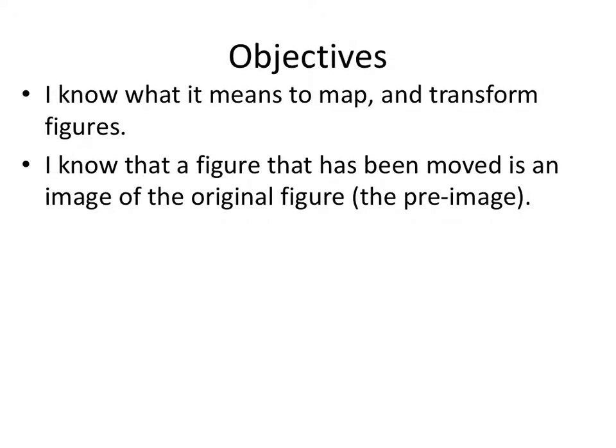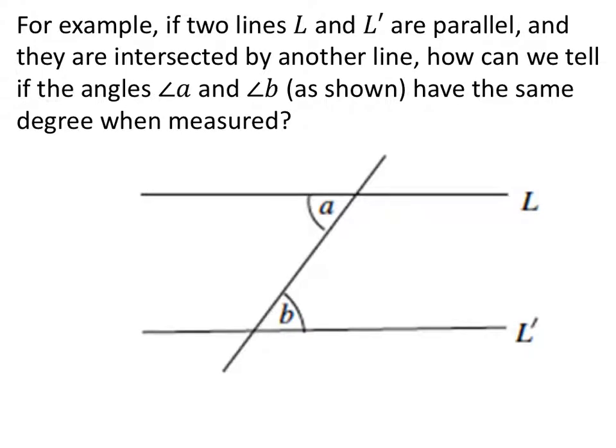Alright, hopefully you got those objectives written down. If two lines L and L prime are parallel and they are intersected by another line, how can we tell if the angle A and angle B shown have the same degree when measured? Just take a moment, talk about this with your partner. How can you determine if angle A has the same measure as angle B?